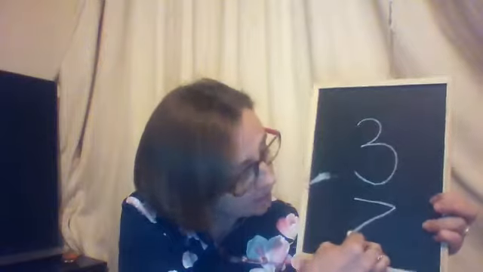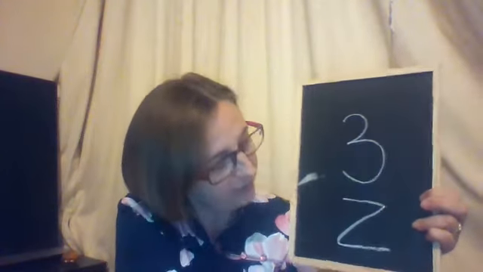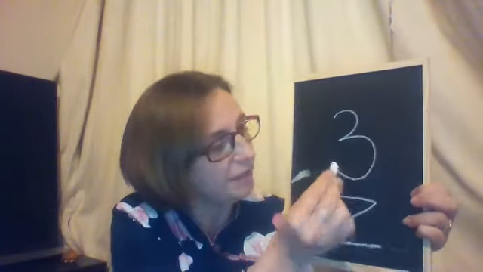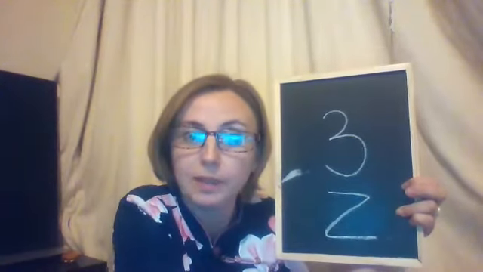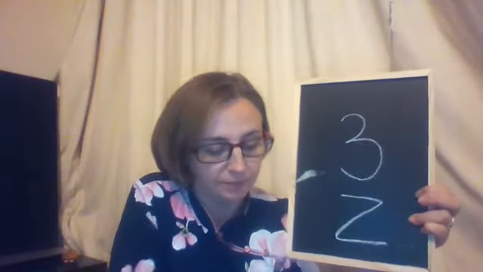Also, we have a letter which looks like a number. Here we go. That's not number 3. That's a letter Z. Would you say Z? Say Z. It's spelled like this, and it looks exactly like number 3. Z, Z, Z.